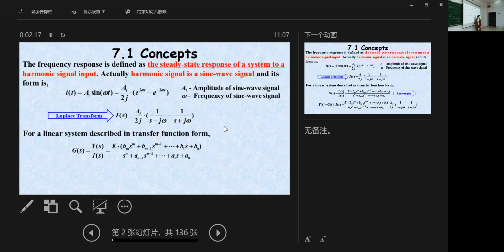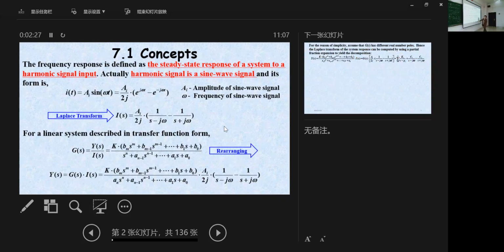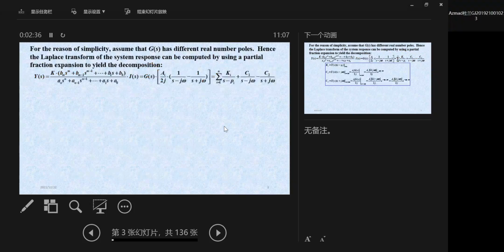How to find outputs if you know the transfer function. The output Y equals the transfer function times the input. So, for the sake of simplicity, assume that G(s) has different real number poles.